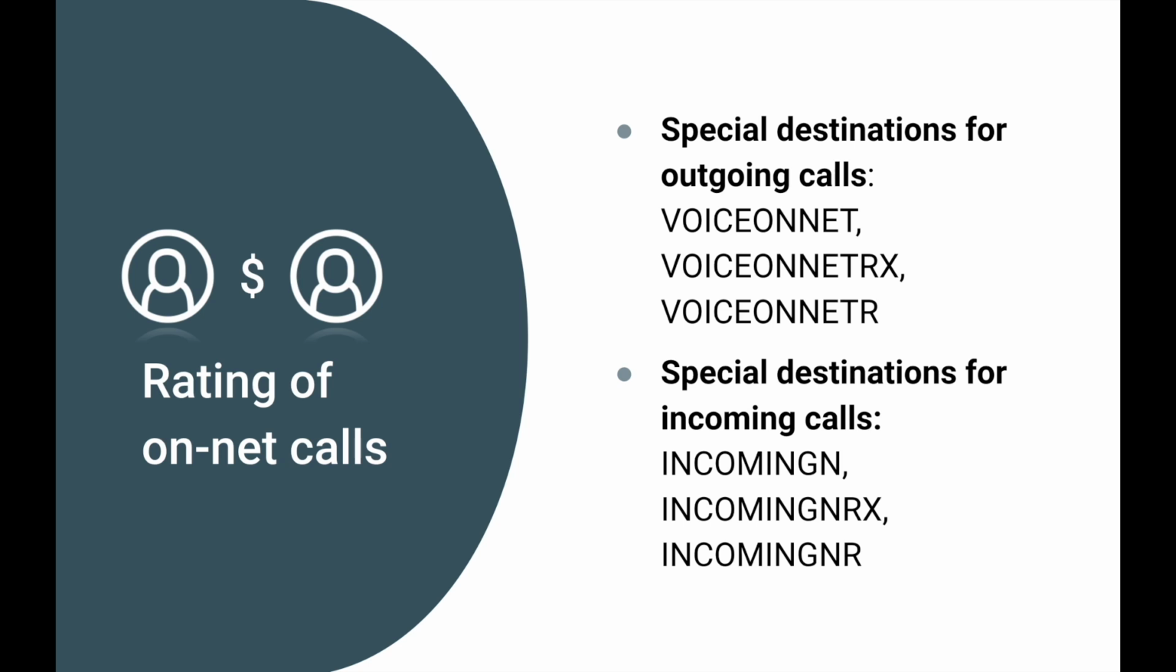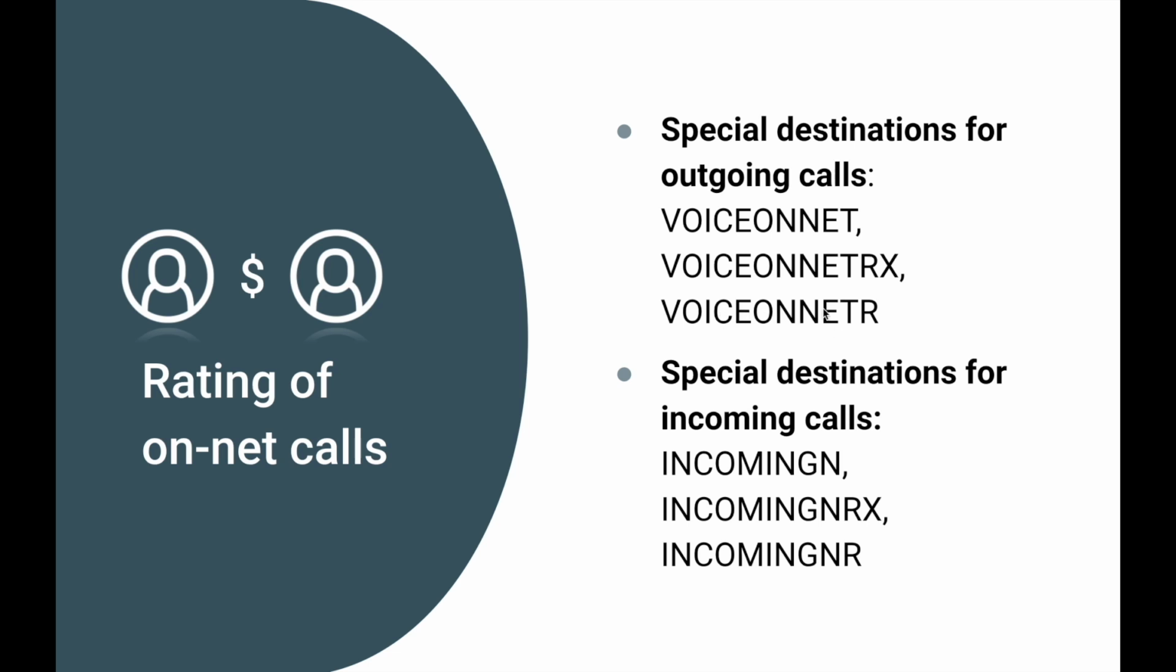How does PortaBilling know which rates should be applied to each call type? We can use special destinations to set different rates both for incoming and outgoing calls. VOICEONNET is a special destination that describes any calls inside the service provider's network. For example, calls between two different residential VoIP customers of the same service provider. VOICEONNET RX is a special destination that is used to describe calls between extensions of the same Cloud PBX environment. For example, between John from marketing and Larry from sales.